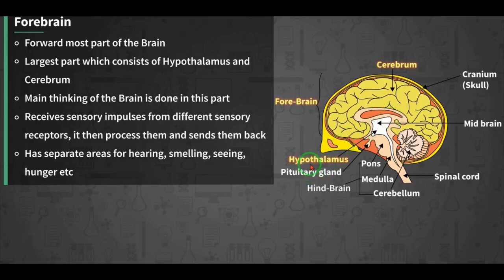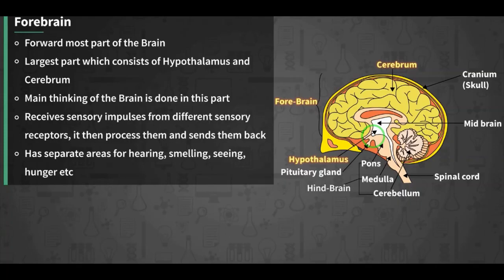Then the third one is hypothalamus. It lies at the base of the thalamus. It controls involuntary functions like hunger, thirst, sleep, sweating, sexual desire, anger, fear, water balance, blood pressure, etc. Involuntary actions means actions without our control.